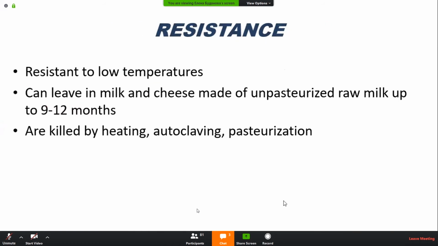Resistant to low temperatures, but easily killed by heating. That is why proper cooking can kill these bacteria very fast.